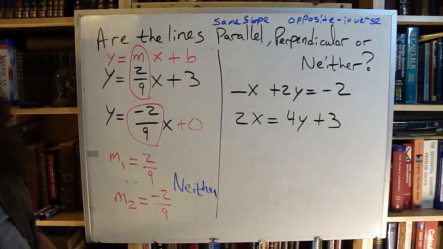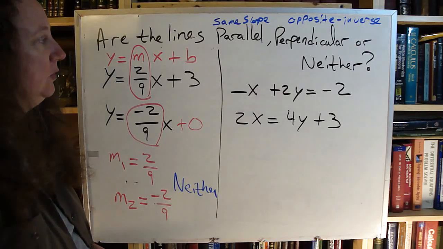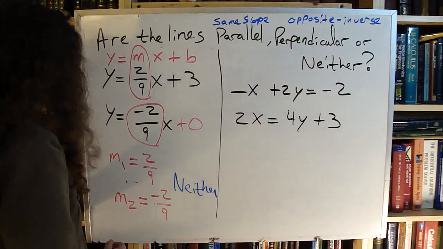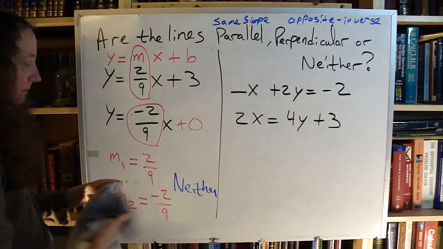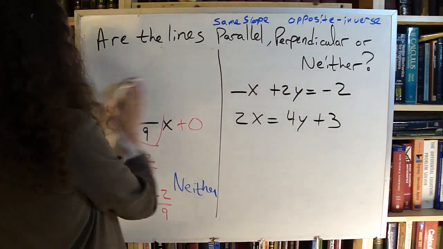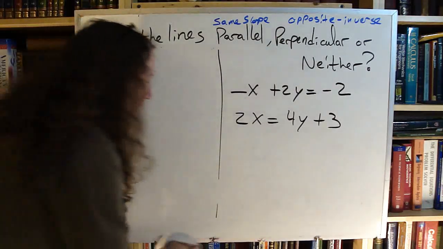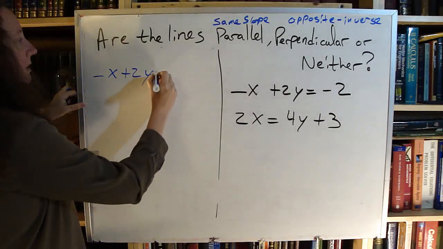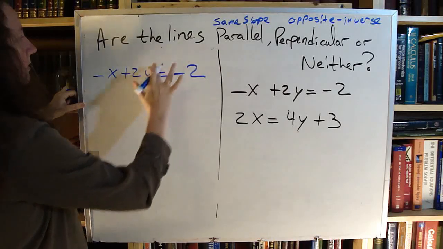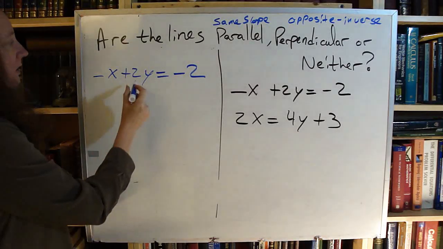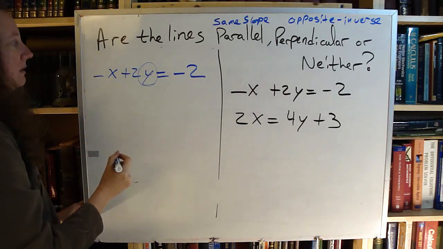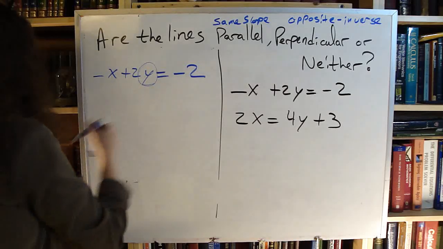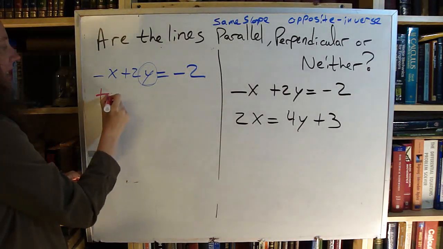Looking at my second example here. Negative x plus 2y equals negative 2. That definitely does not look like y equals mx plus b. So I am going to make it look like that. I need to make room first, though. Negative x plus 2y equals negative 2. To make it look like y equals mx plus b, I have to solve for y. So that means that I have to move my added or subtracted things away first. I have a negative x. First thing I need to do then is add the x.